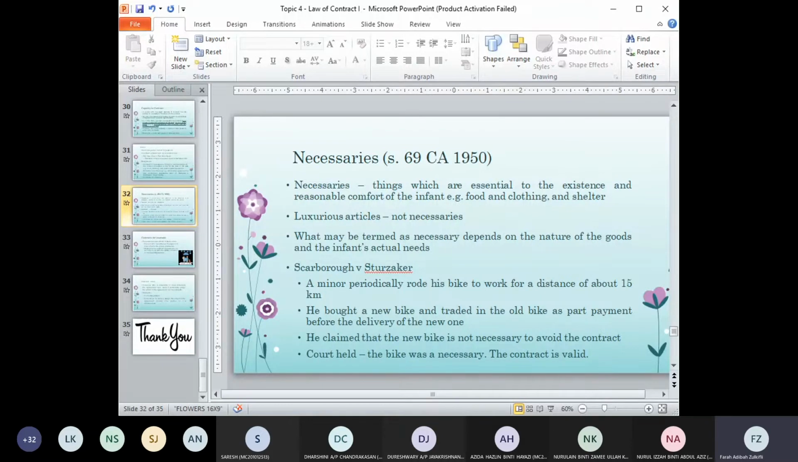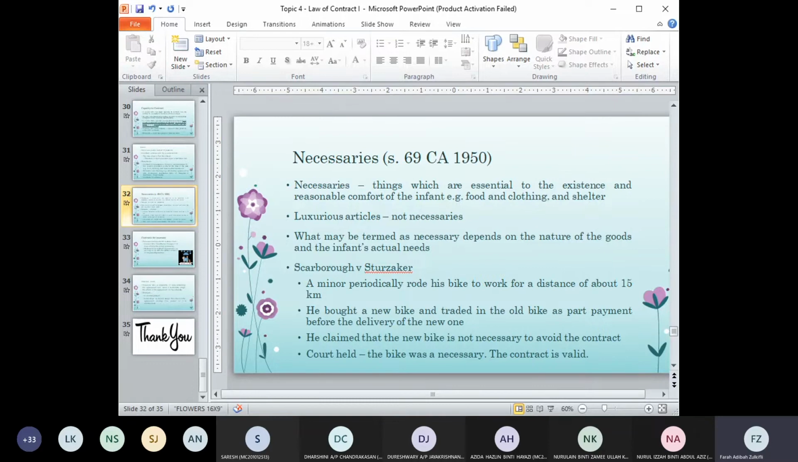For example, in the case of Scarborough against Terzaka, the minor rode a bike to work every day because it is a distance of 15 kilometers. So he bought a new bike and sold his old bike. But he did not want to pay the balance price for the new bike, because he said that a new bike is not necessary. But because the minor used the bike every day, he needed the bike, so the bike is considered a necessary. So the contract is valid, even though it is entered into by a minor.